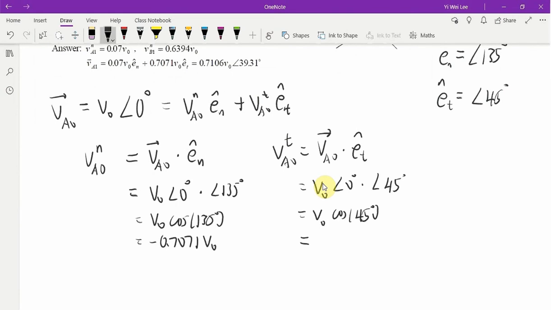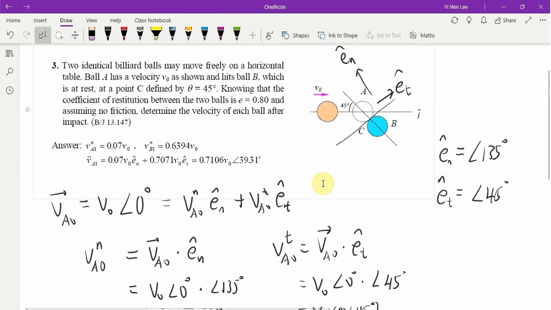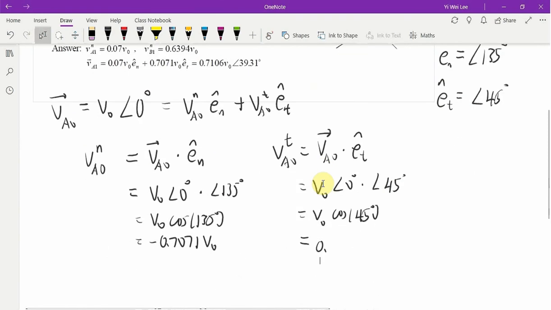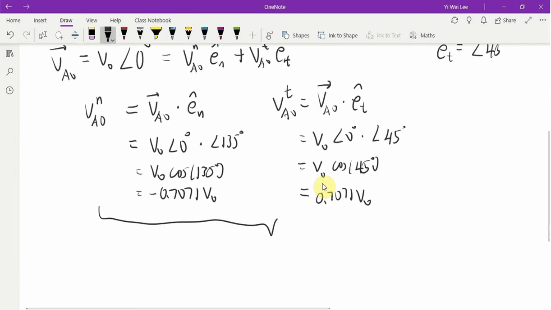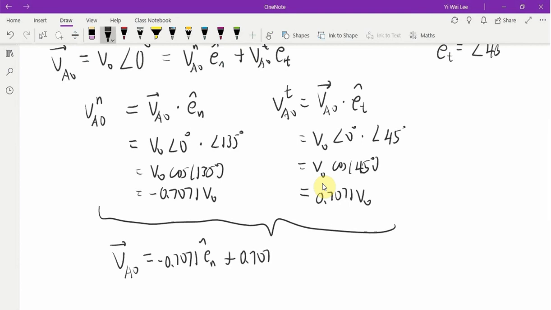1 over root 2 is just equal to 0.7071. Same thing. So cos is parallel. Let me see, does it make sense? Yes, it makes sense here. So this is 0.7071 V naught. From these two things, we can rewrite the velocity of A naught before collision as negative 0.7071 En plus 0.7071 Et. I did not put in the angles here so that you can better understand what is going on in this situation.